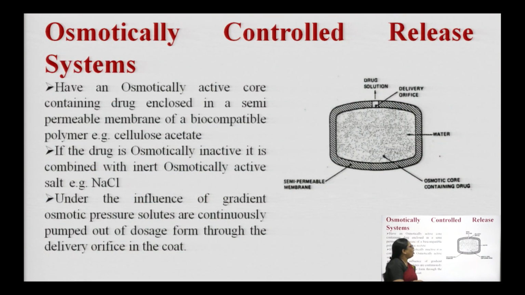Next, we have osmotically controlled release systems. This system consists of an osmotically active core which contains the drug enclosed in a semi-permeable membrane, such that the semi-permeable membrane is made up of a biocompatible polymer, right, and the system has an orifice in it, a small opening in it, which is called the drug delivery orifice.